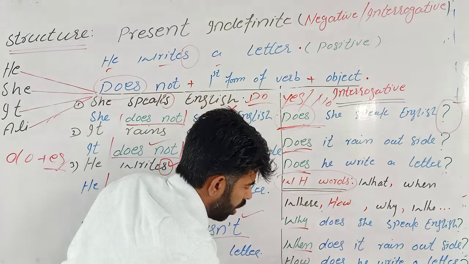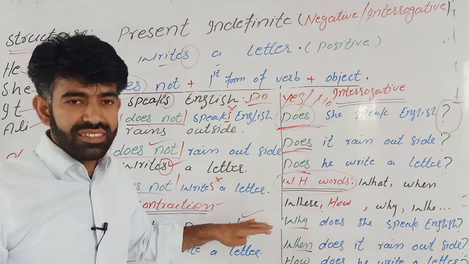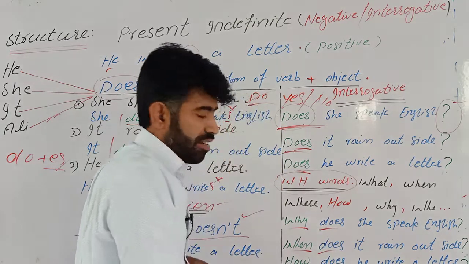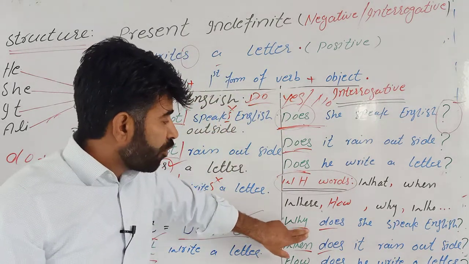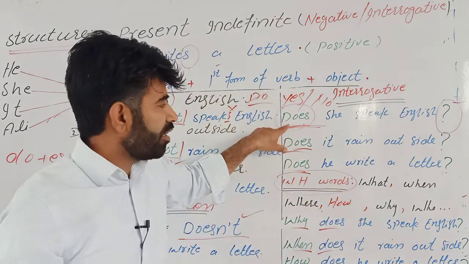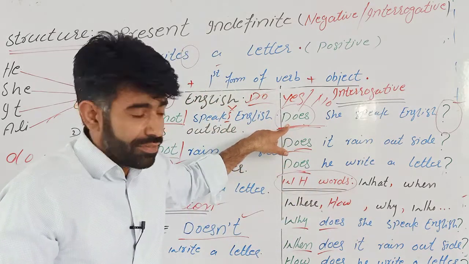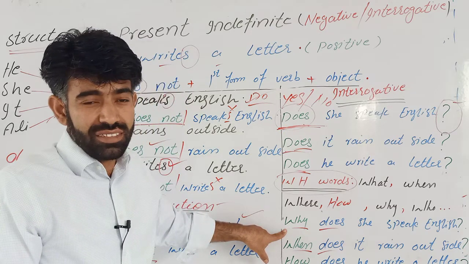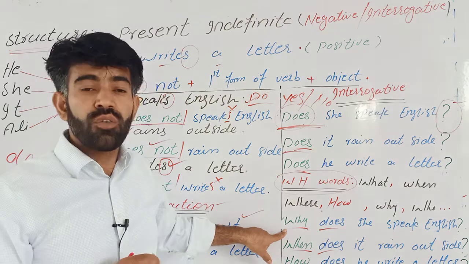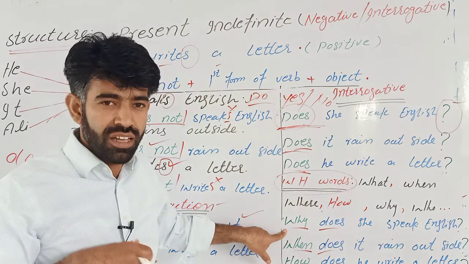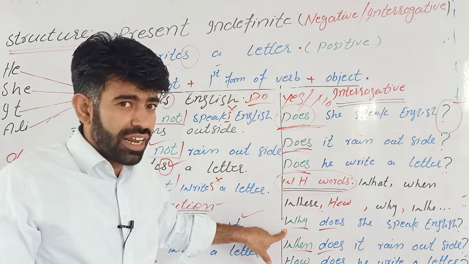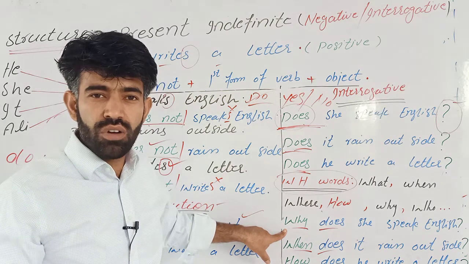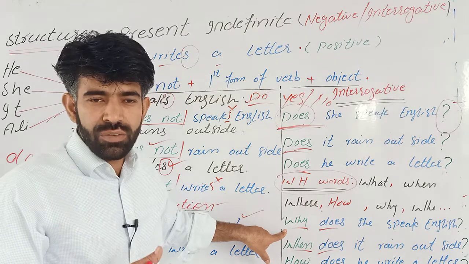These WH words will always be at the start of the sentence, okay? And you will have the helping verb right after them. Like, why does she speak English? Here we ask, does she speak English? And here we are asking, why does she speak English? If you ask me this question, why does she speak English, and I say yes, do you think I will be answering your question? If I say no, will you be satisfied with the answer that I provide?